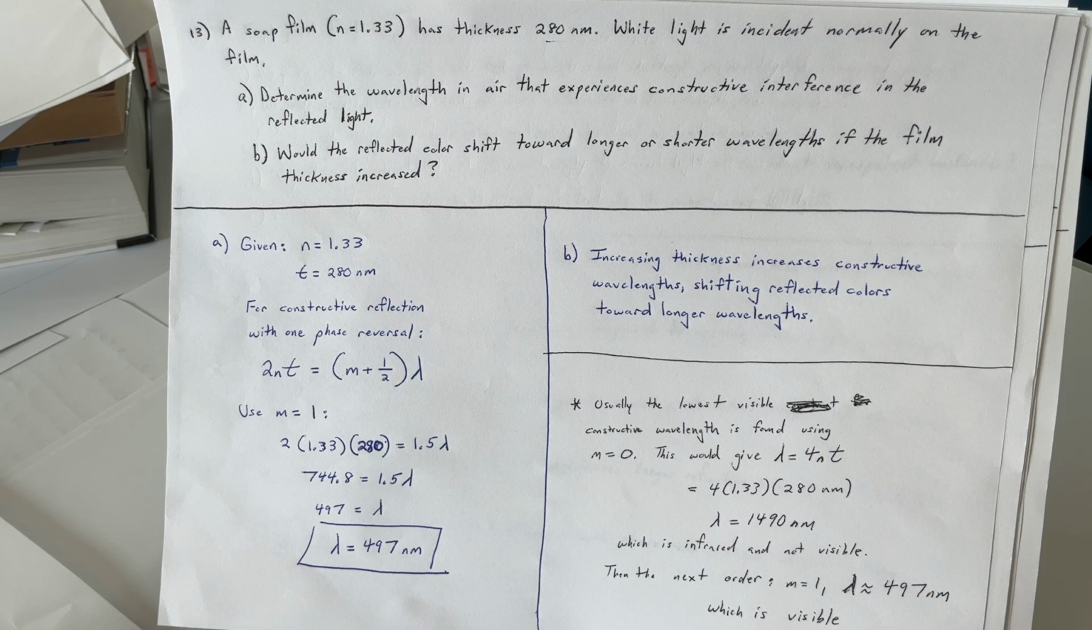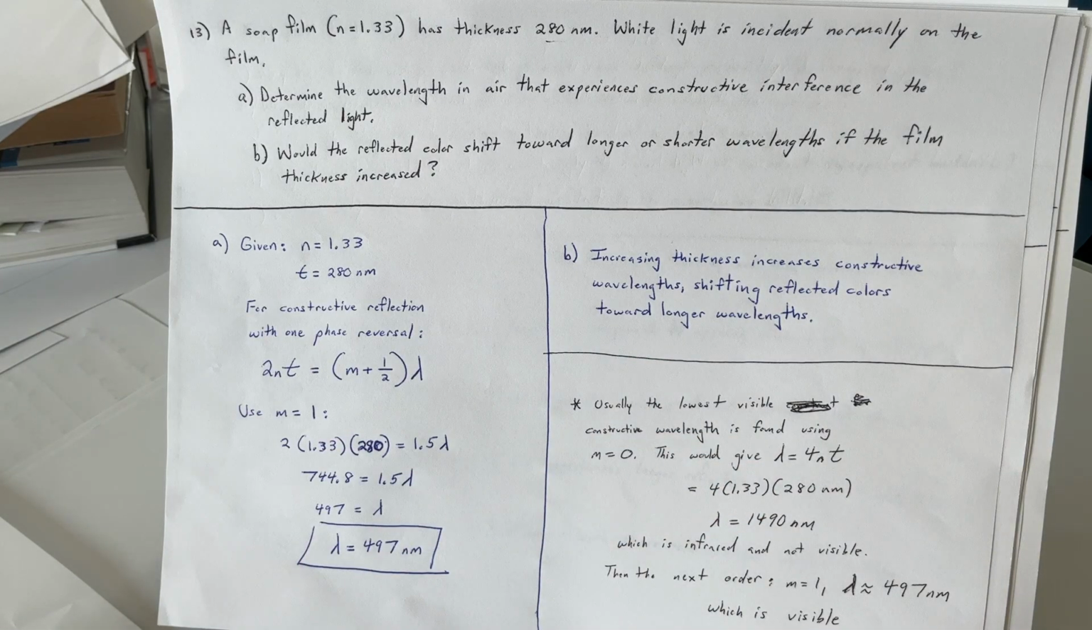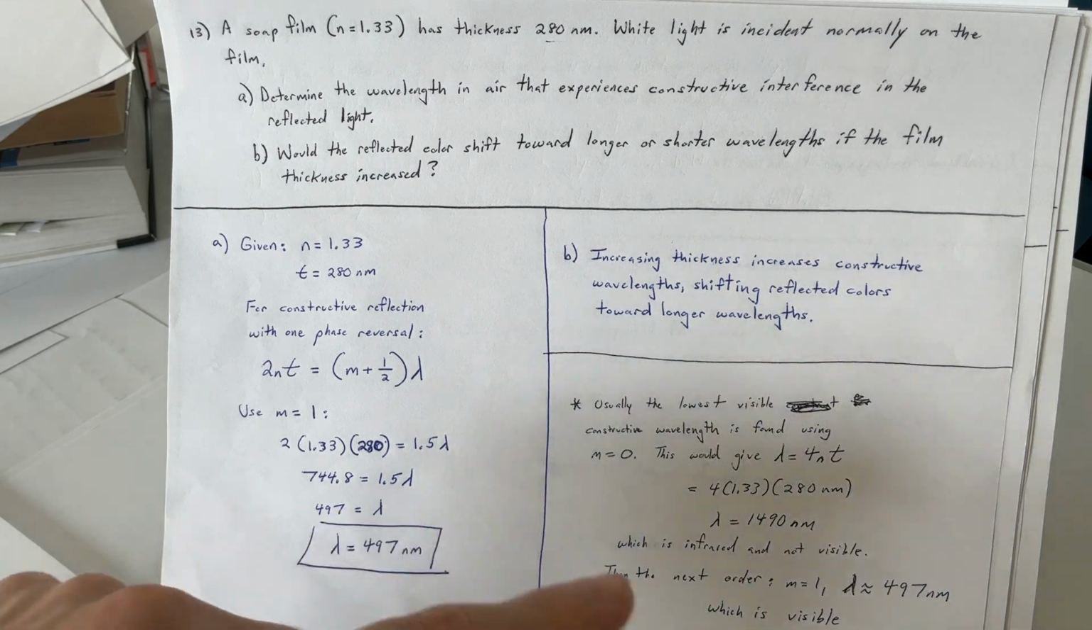Now, moving over to the right where that asterisk is, the lowest constructive wavelength is usually found using m equals 0. This would give lambda equals 4nt. If you put that in, you get lambda equals 1,490 nanometers. This is infrared and not visible, so we go to the next order.